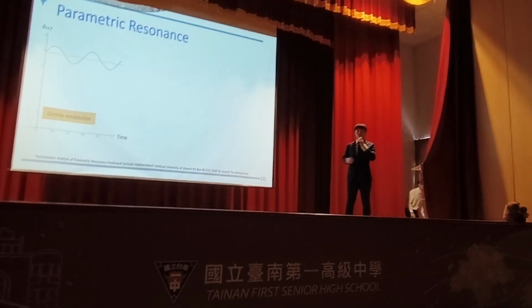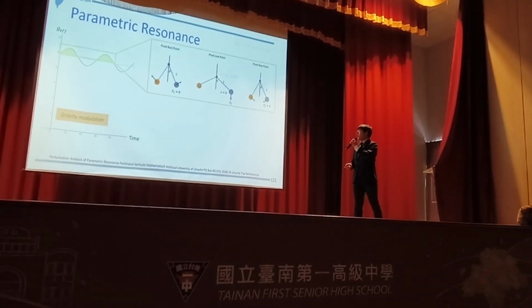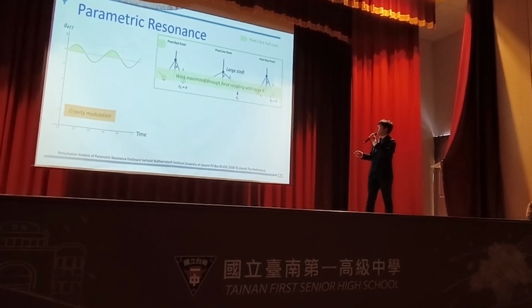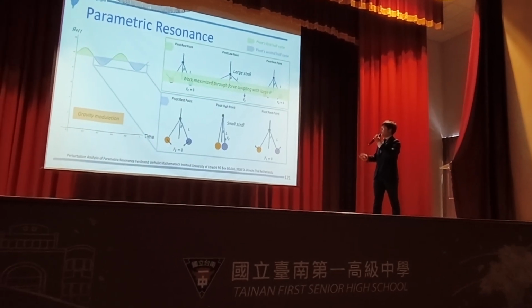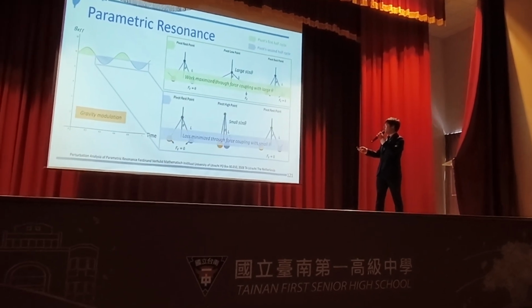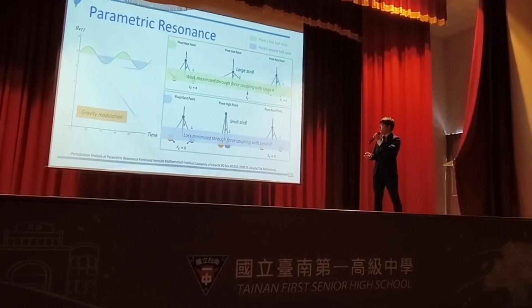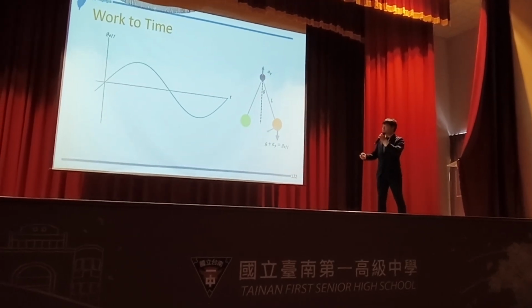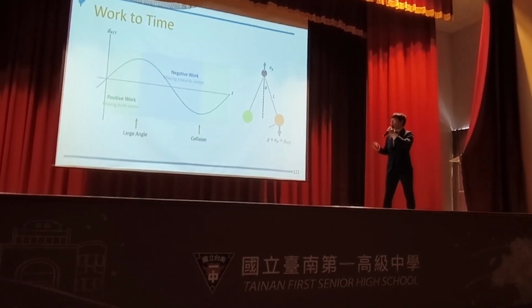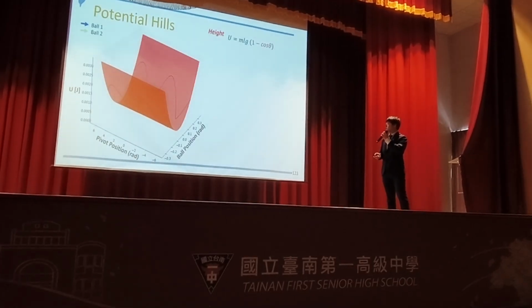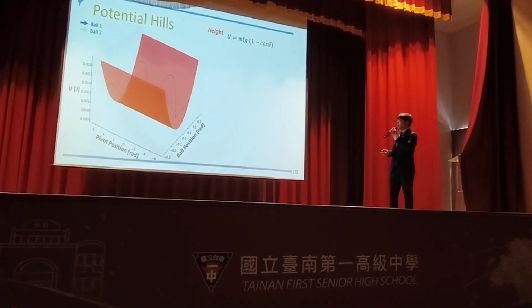We can explain this using parametric resonance, as a larger gravity will couple with larger sine theta, and the opposite effect will occur coupling with smaller sine theta. Thus, both the positive work and the negative work will increase. So we can draw the potential fields.